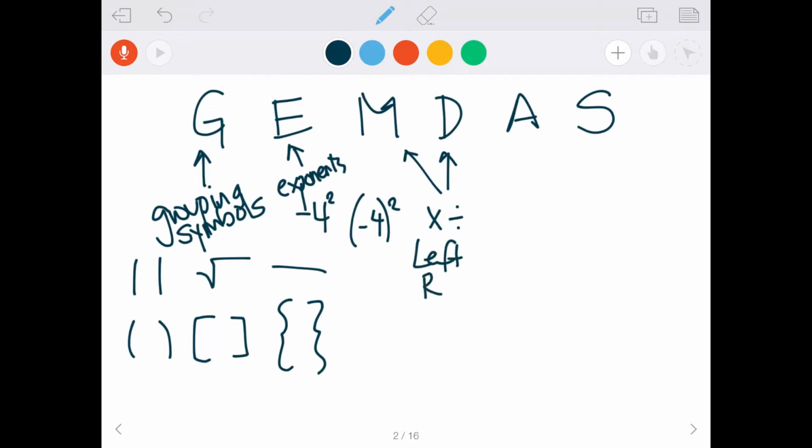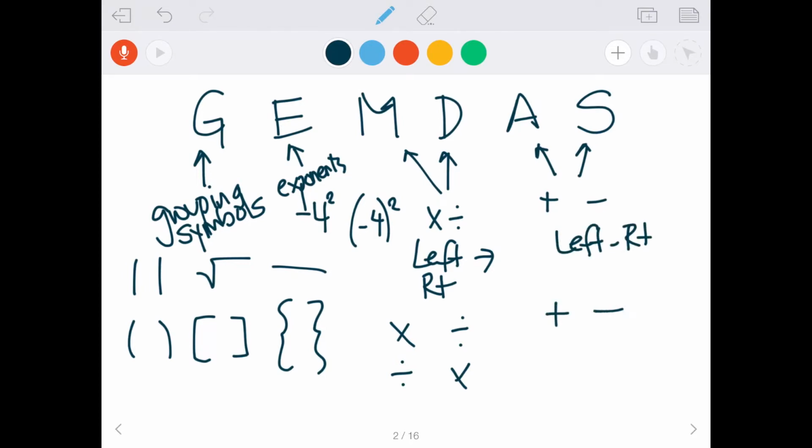M and D are multiply and divide, and remember that you have to go from left to right. So if you have multiplication first and then division, you do it in that order. If you have division first and then multiplication, you do it in that order. You just do both of them from left to right. Same thing with addition and subtraction. It can go addition first, then subtraction, or subtraction first and then addition. It doesn't matter. You just have to do them from left to right.